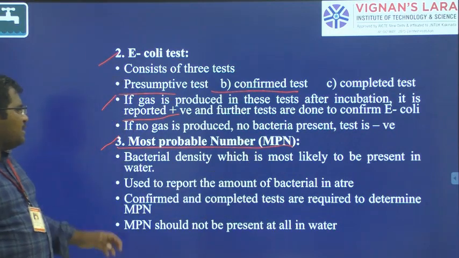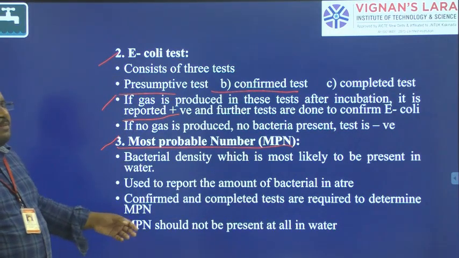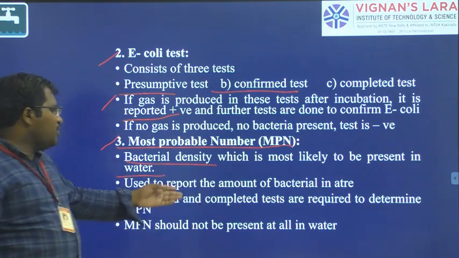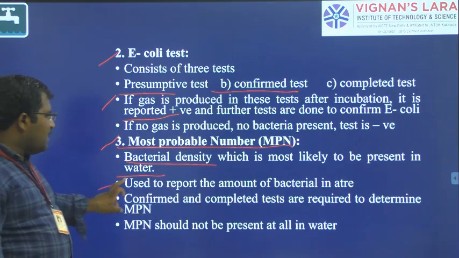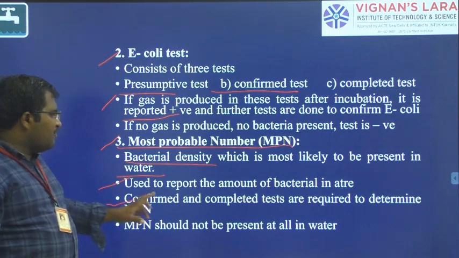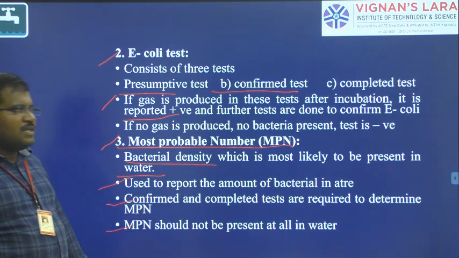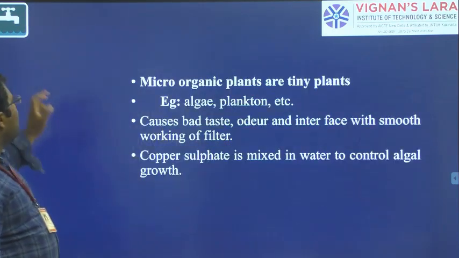This is the most important test for examination. It tells the bacterial density which is most likely to be present in the water. It is used to report the amount of bacteria in the water, right? So confirmed and completed tests are required for determining MPN. MPN should not be present in drinking water at all. It should be 0, right?